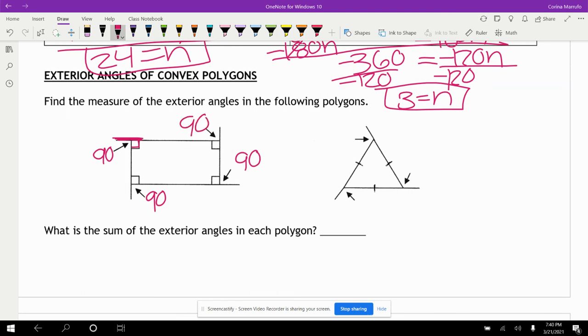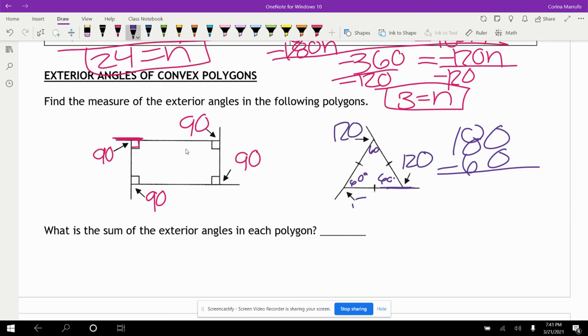Okay. And then for the triangle, remember here's the extension. Because this is an equilateral triangle, each interior angle is 60. Okay, so the exterior angle, if we do 180 minus 60, that gives us 120. So each one is 120.